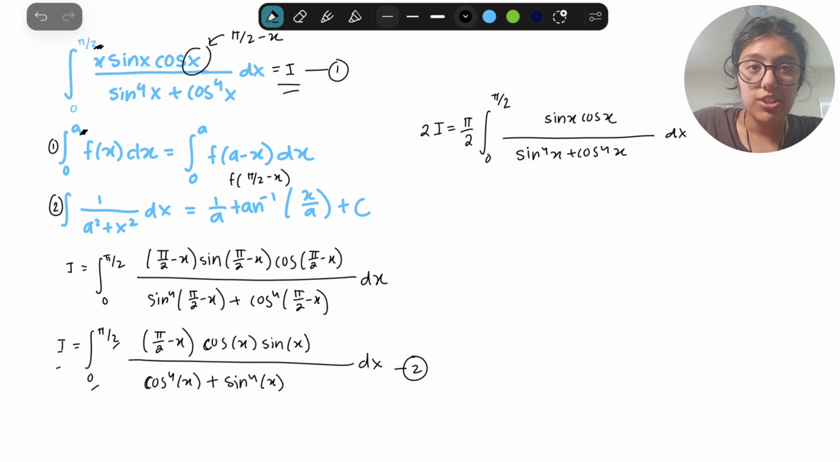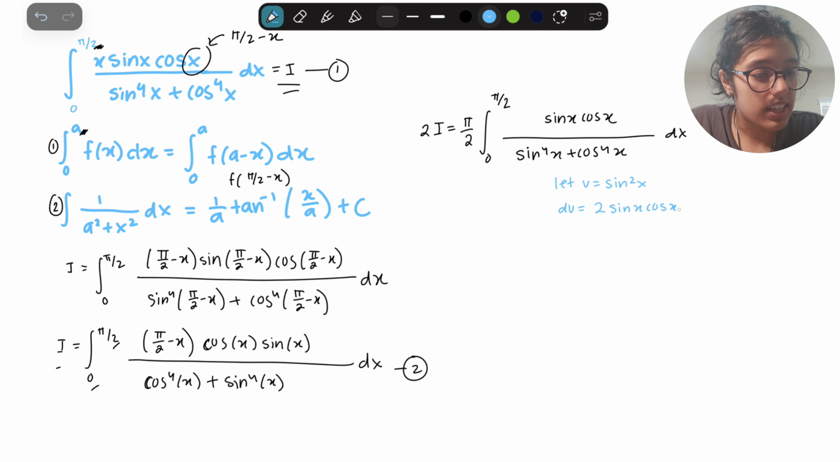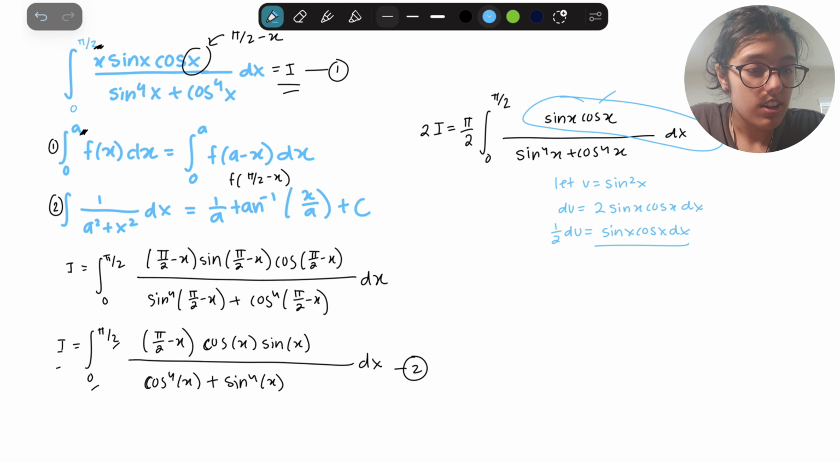And from here, I'm going to apply u substitution, and you'll see why in a second. So I'm going to let u equal sine squared x. The reason for that is because if I take the derivative of both sides, as we're supposed to do with u substitution, we're left with du is equal to 2 sine x cos x dx. If we divide both sides by 2, we get 1/2 du is equal to sine x cos x dx, and that is exactly our numerator right over here. So we can just replace this with 1/2 du.